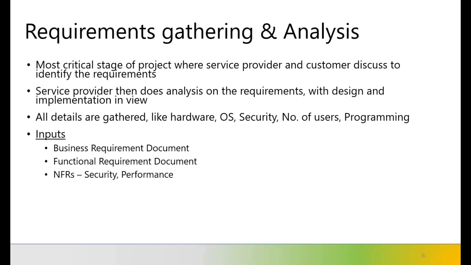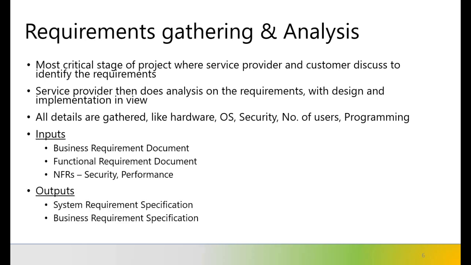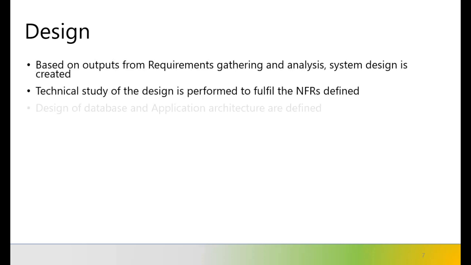You process all of that and you give your outputs. What are they? The outputs are the system requirement specification and your business requirement specification. These will speak in depth into the requirement set, so that the next phase, that is the design phase, goes very smoothly. So coming into the design phase, what do we do in the design phase?